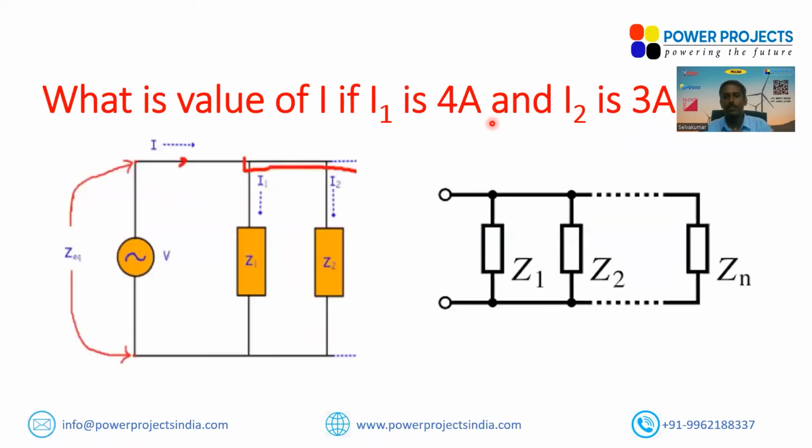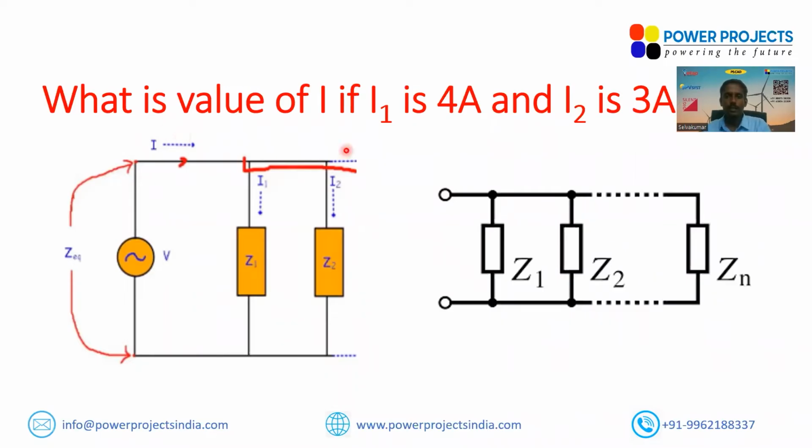A few questions to test where we stand, and I have a few more slides to add more questions as well. Let's ask this question. Here you are seeing I1, the current flowing through the impedance Z1, and I2, the current flowing through the impedance Z2. What's the total current I?